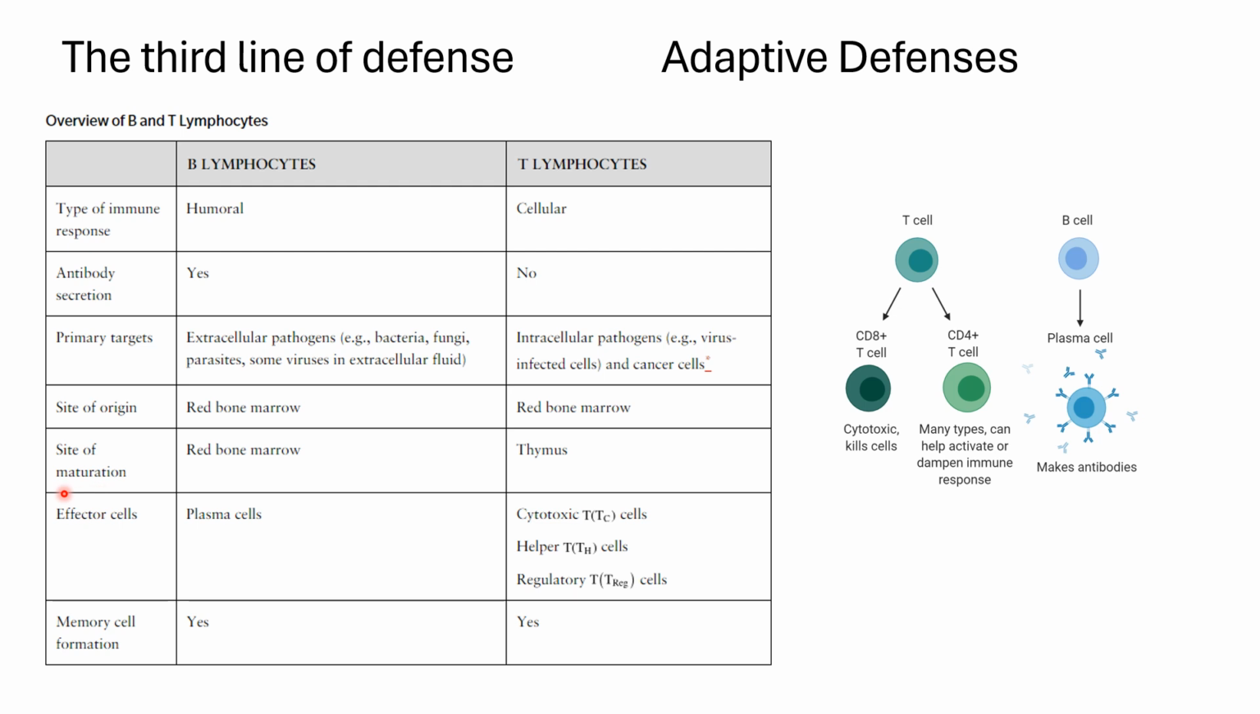And what is the site of maturation? Like I said before, the B lymphocytes remain in the bone marrow, so they get the letter B, and the T lymphocytes move to thymus for their maturation, so they get the letter T. And what are the effector cells? Effector cells mean the cells which are actually doing the job. They are plasma cells. Plasma cells are the ones which make antibodies. And for T lymphocytes, the effector cells are cytotoxic T cells, helper T cells. Then we have regulatory T cells. These are also CD4. And then memory cells, they both make memory cells.